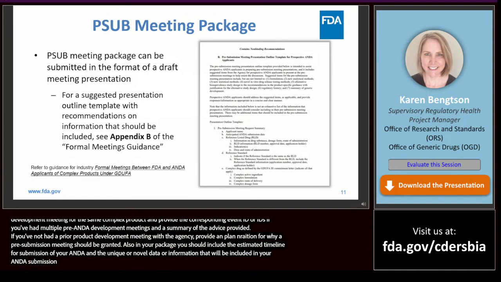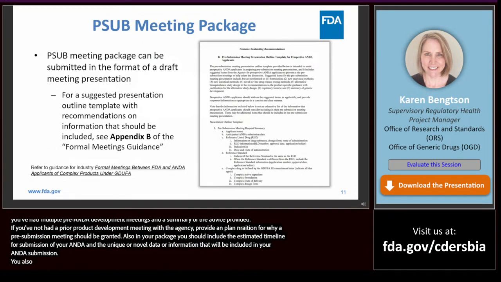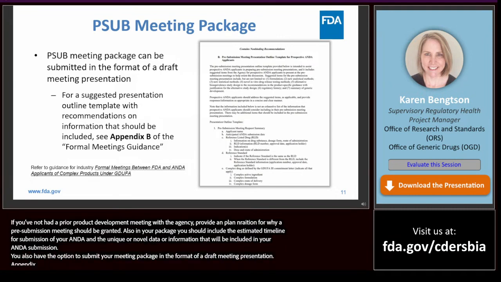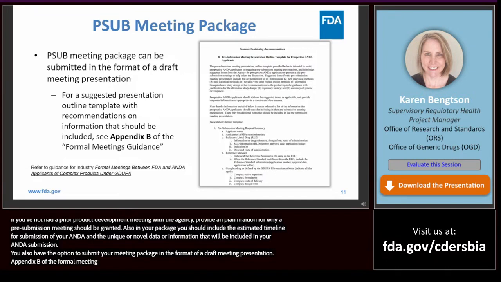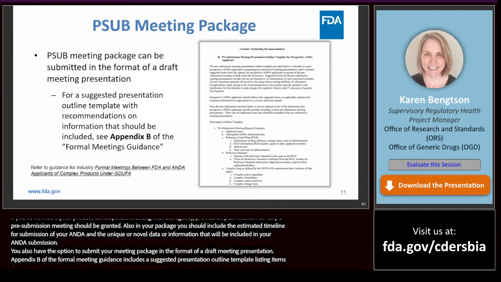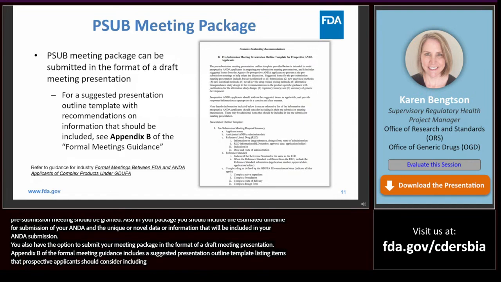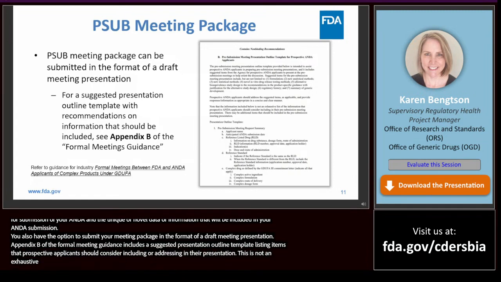You also have the option to submit your meeting package in the format of a draft meeting presentation. Appendix B of the formal meeting guidance includes a suggested presentation outline template listing items that prospective applicants should consider including or addressing in their presentation. This is not an exhaustive list, so there may be additional items that you should consider including.